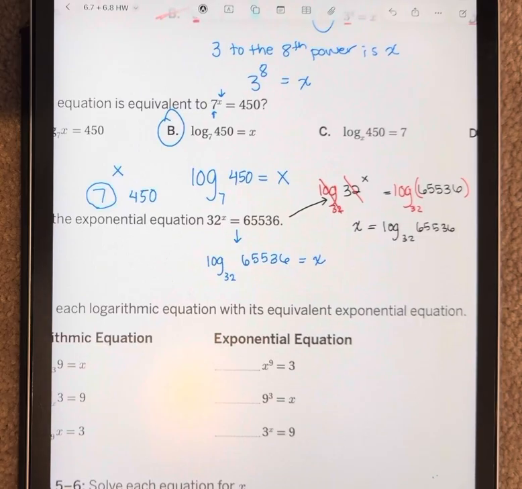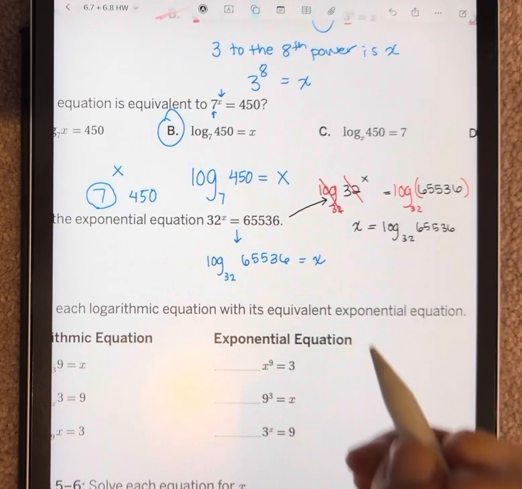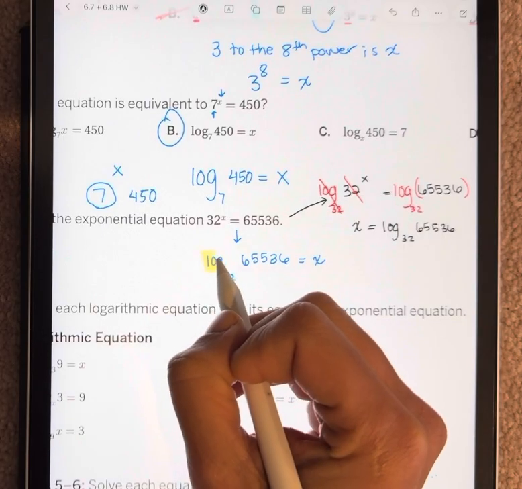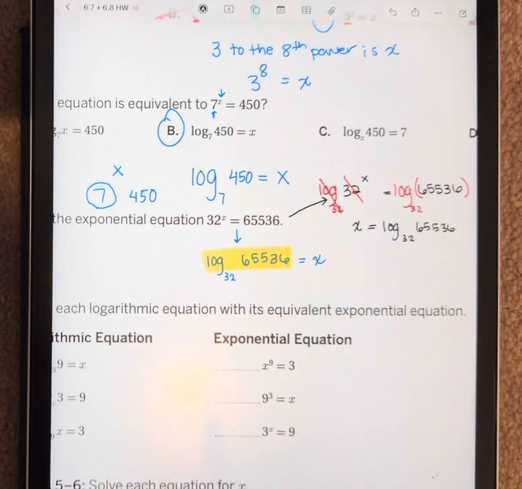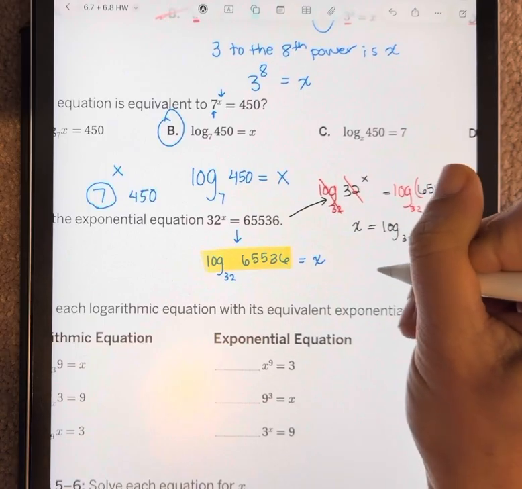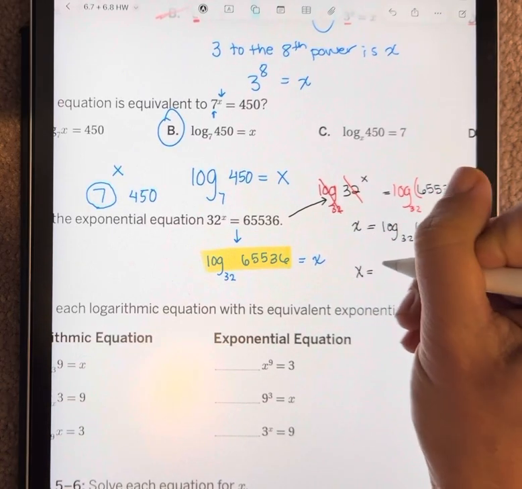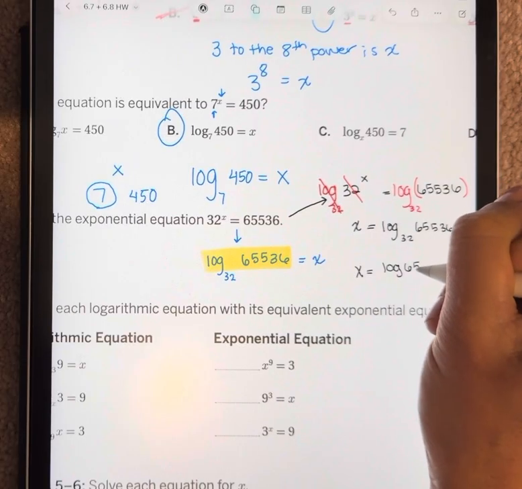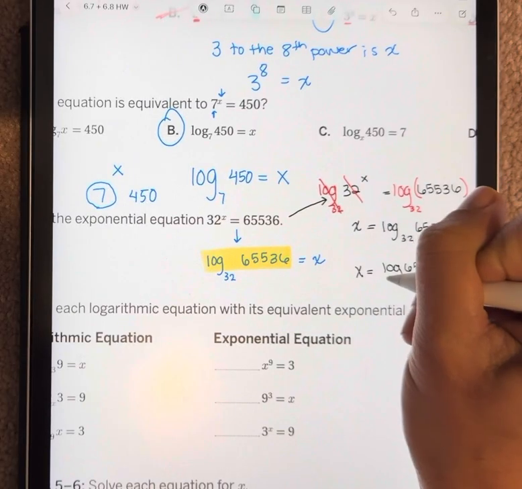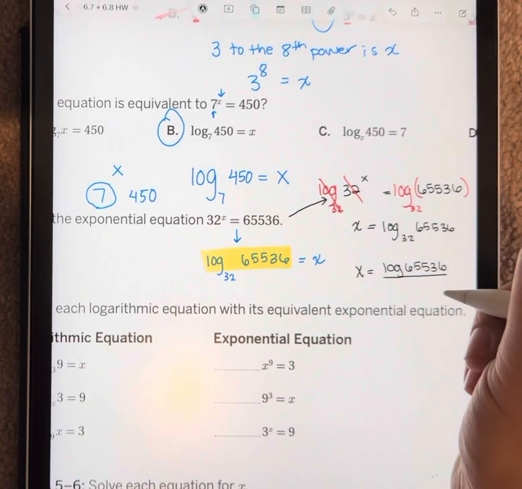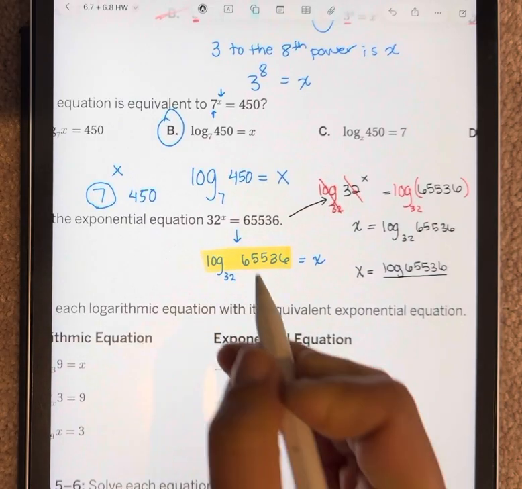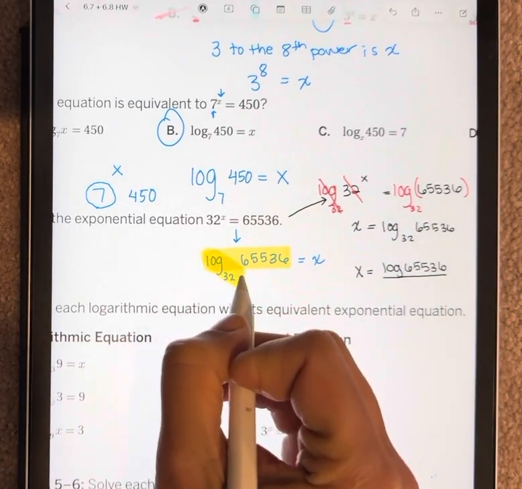Now we could try to go into this guess and check game, but why do that when we've got our calculator and we can do the change of base formula by checking out what log of 65536 is. So x will also equal log of 65536 divided by log of 32.